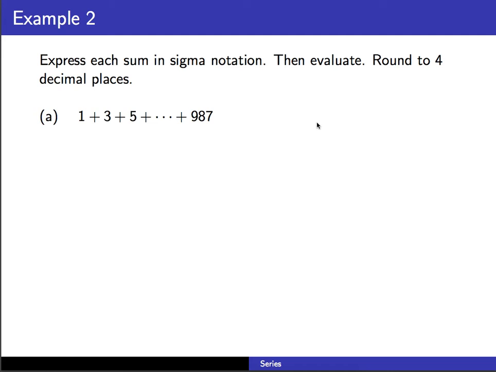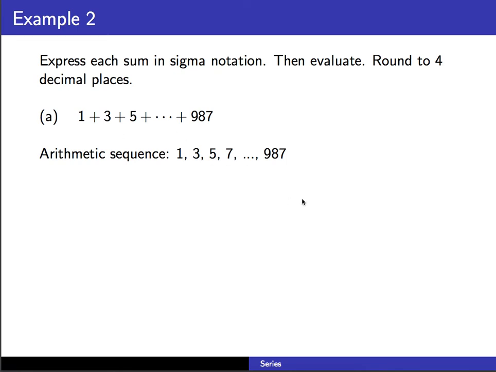So example 2a, we have 1 plus 3 plus 5 plus and so on, plus 987. Well, if we ignore the plus signs and just look at it in terms of the sequence values, we have 1, 3, 5, 7, 9, 11, 13, and so on, all the way up to and including 987. So it is an arithmetic sequence that we're just adding the terms together.